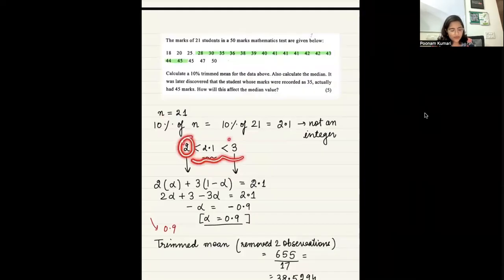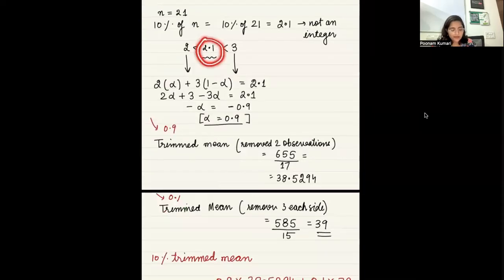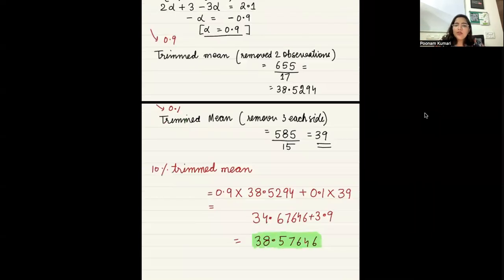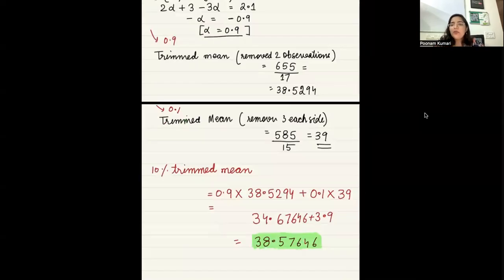So this is between 2 and 3. So first you find this trimmed mean by removing 2 each. And then this trimmed mean by removing 3 each. And then you give appropriate weight to 2 and 3 to get 2.1. And when you get that weight, you multiply the appropriate trimmed mean with that, and then you will get the required trimmed mean. Okay. Just do a little bit of practice for this. So it'll be fine after that.